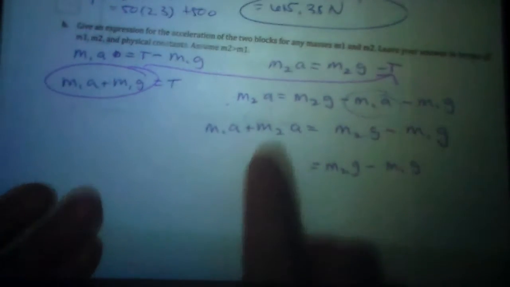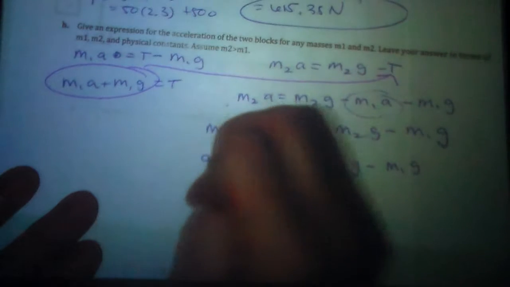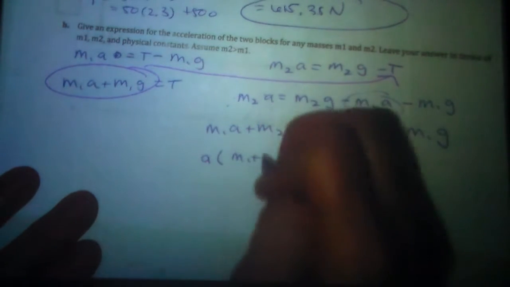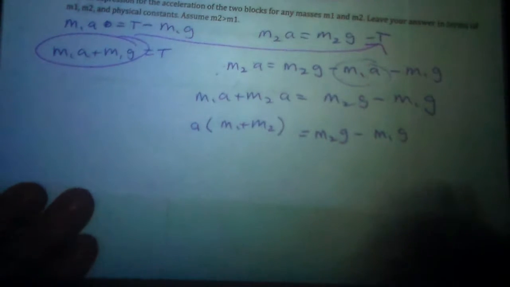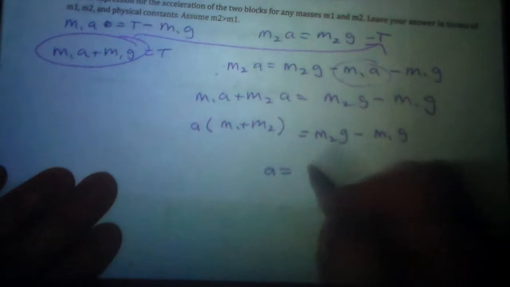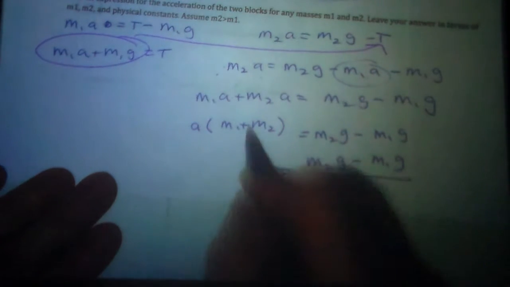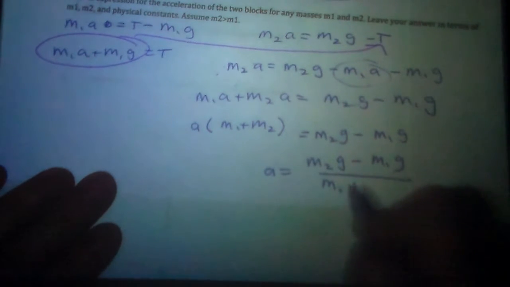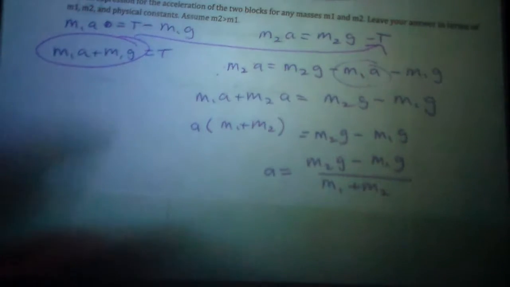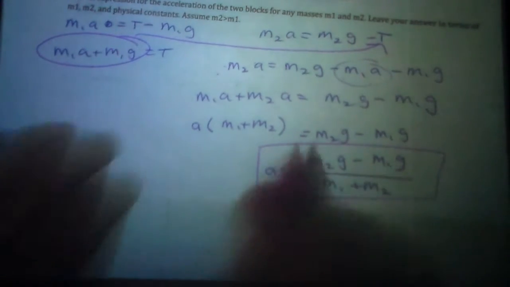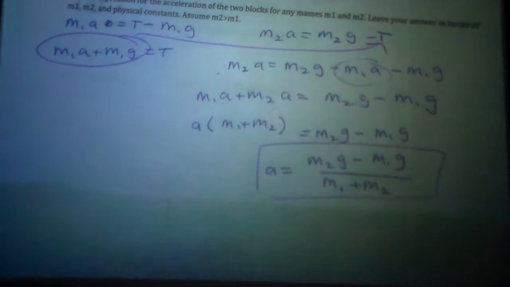Hopefully you said factor out an A. So if I pull out an A, I'd be left with M1 plus M2. And then last step, tell your partner the last step. Hopefully your partner said divide this whole term over, M1 plus M2. So this is our expression for our acceleration when M2 is greater than M1.